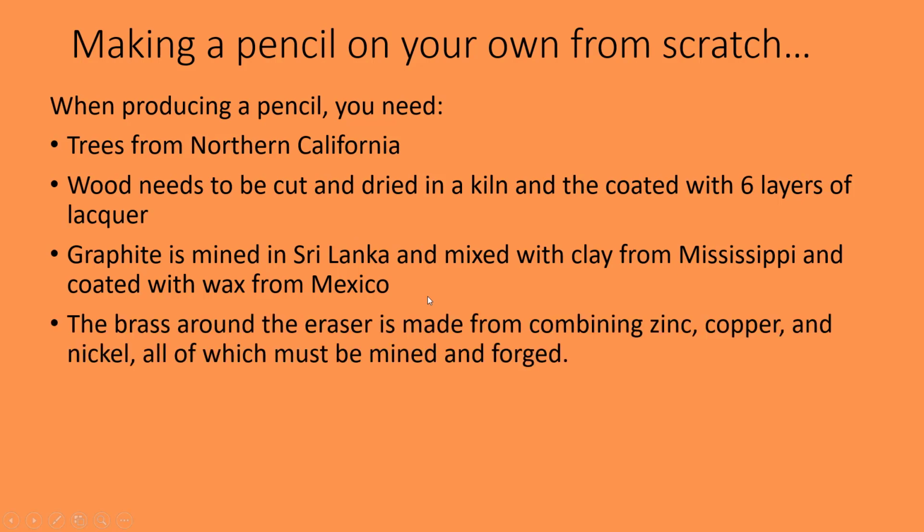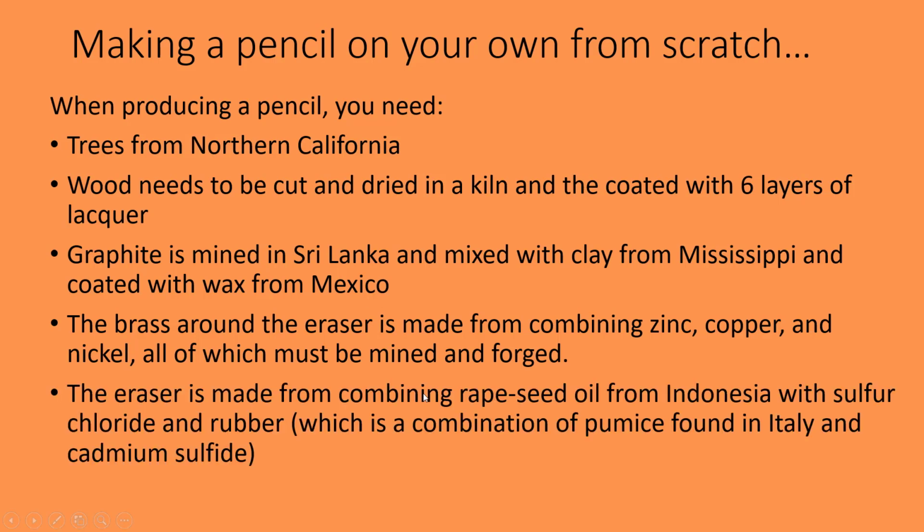If you're looking to make that brass around the eraser, that is made from combining zinc, copper, and nickel, all of which you're going to have to mine and forge using tools that you've created on your own. And then finally, the eraser is made from combining rapeseed oil from Indonesia, so you're going to need to go over to Indonesia in order to get that. And you need to combine that with sulfur chloride and rubber, and that rubber is made by combining pumice from Italy with cadmium sulfide. So if you're working on your chemistry degree and you know how to do all that, that's great, but you still need to get all those materials, again, without any help from any other person.